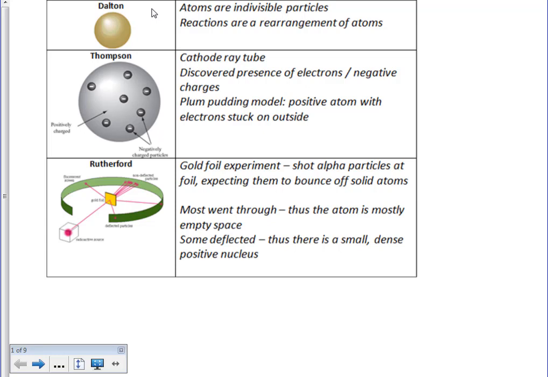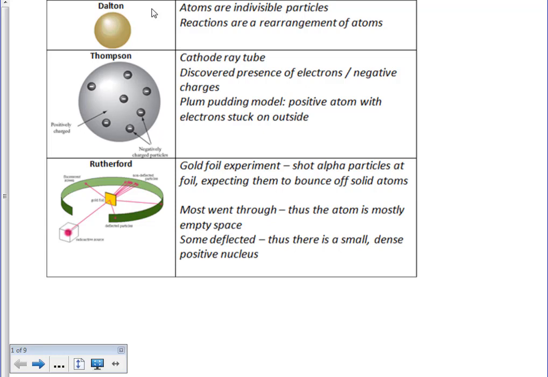Thomson came along and he developed that there is some type of charge inside of the atom. He used the cathode ray tube and discovered the presence of a negatively charged thing, which was then later identified or called the electron. He used the plum pudding model because of this. Plum pudding meaning that the entire atom was positively charged, made up of little negative chunks, those of the electrons, which had a negative charge.